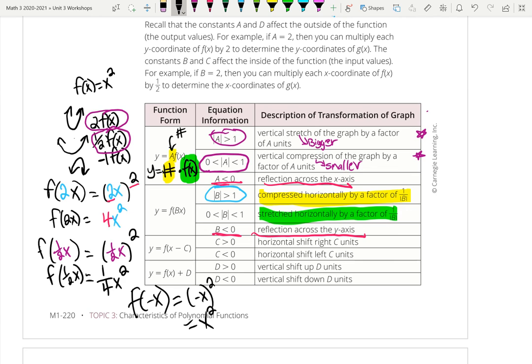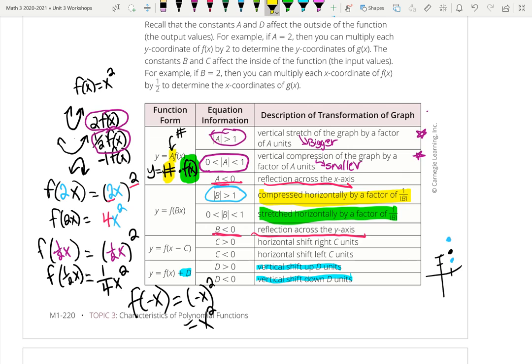For f of x minus c and f of x plus d, it's just about the rules as we've kind of seen before. If you add d, you add a number, it's going to cause it to go up. Or if you subtract a number where it's negative, it's going to go down. You can see that if I just literally take a point, if I take the point 1, 2, okay, I want to shift it up 1 unit. Goes up 1. If I want to shift it down, it goes down 1.